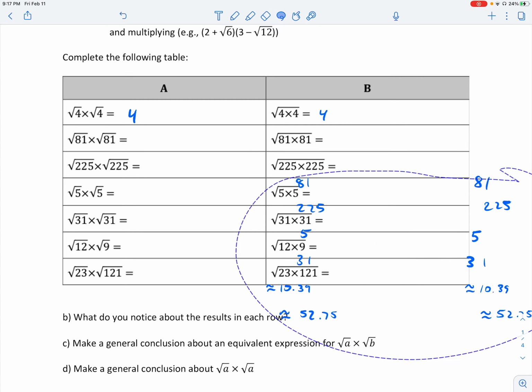This is our last example in this lesson, and we have another, looks like another FOIL situation, right?